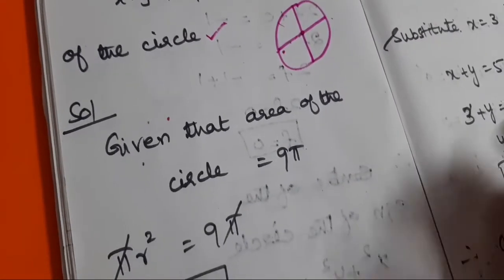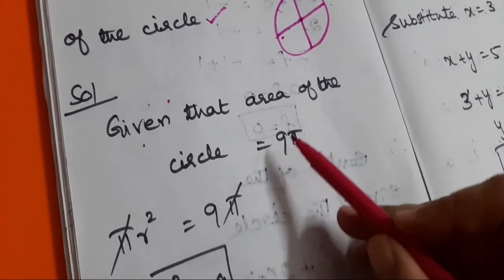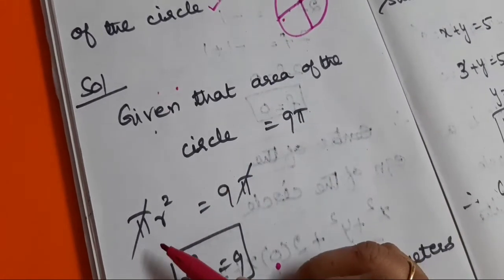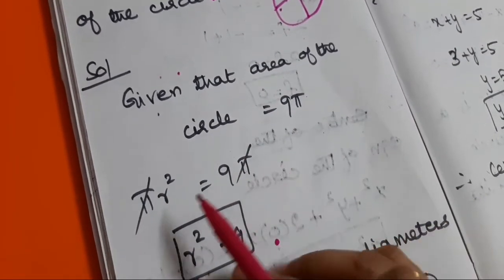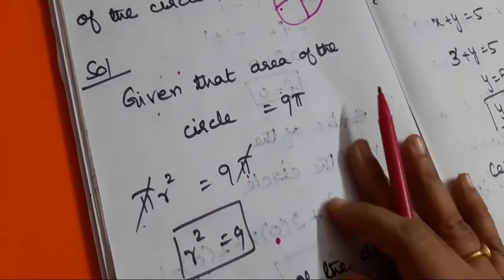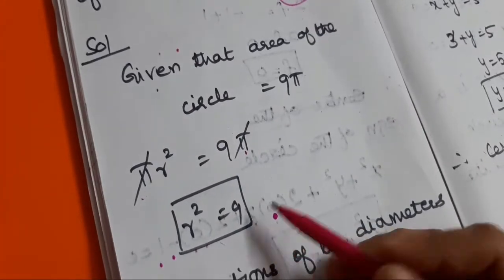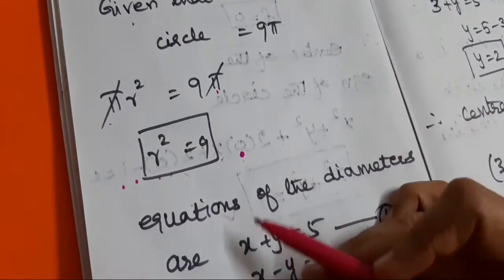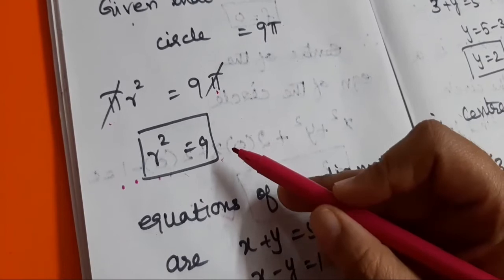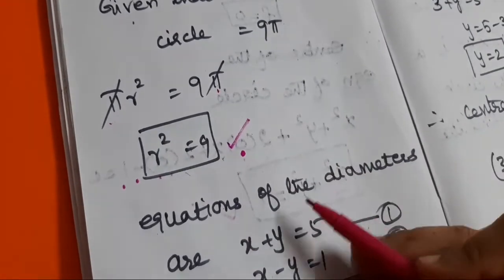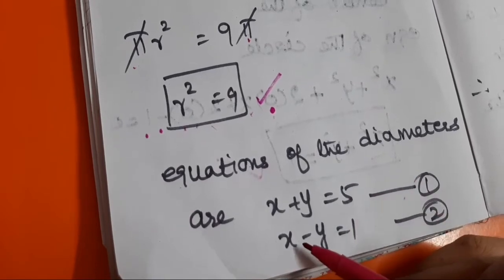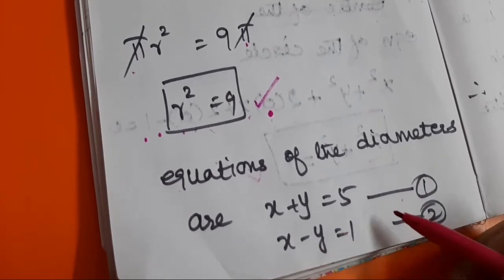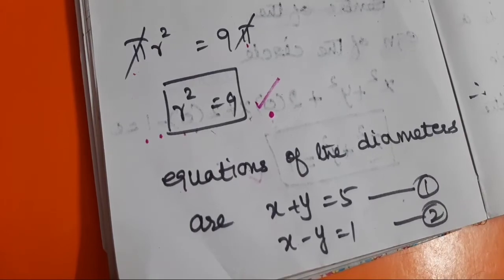Now given that the area of the circle is 9 pi, what is the formula for the area of the circle? Pi r square is equal to 9 pi. Both sides we can cancel pi. So r square is equal to 9. Therefore we found the radius. Then the equations of the diameters are x plus y is equal to 5 and x minus y is equal to 1. These are the two equations given.